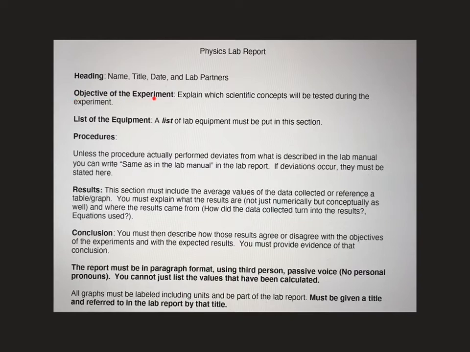Then you're going to list the objective of the experiment. The objective of the experiment is actually given in the lab manual, so you simply have to copy it into the experiment. This is one thing that I expect to be the same for all students. You're then going to provide a list of equipment, so as you are performing the experiment, you should write down the equipment that you use. And you should be able to figure out what most of the lab equipment should be just from reading the lab manual.